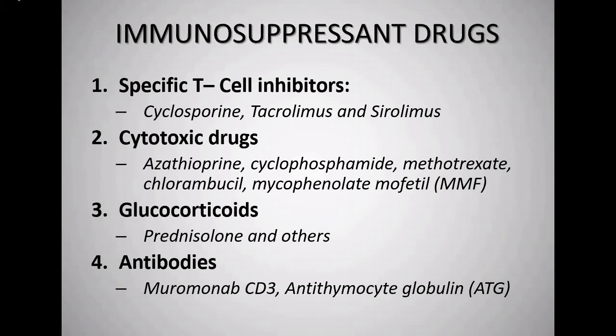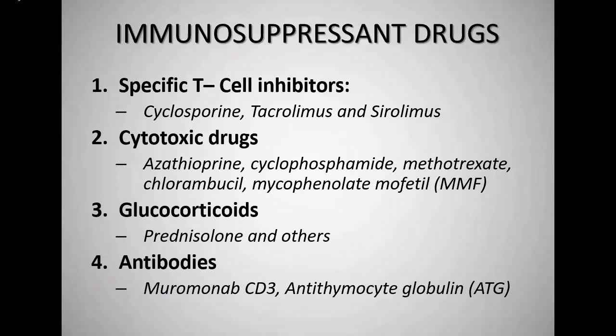For example, the first category, or the main drug class of the immunosuppressants, is T cell inhibitors. I told you that T lymphocytes are the main players of the immune system. So the specific T cell inhibitors are the key drugs for immunosuppression. In these drugs, the examples are cyclosporine, this is the main drug, tacrolimus, and sirolimus. We will go into the details of each drug, their mechanism, their side effects, all this. The first class is specific T cell inhibitors that basically act on T cell activity.